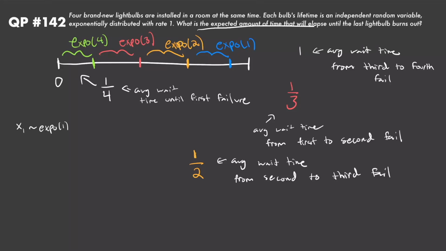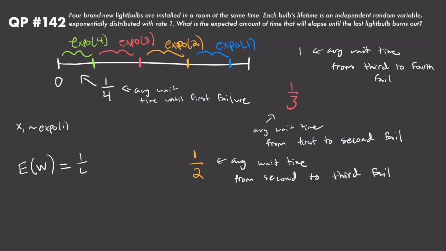Originally, we were trying to find the expected amount of time that will elapse until the last light bulb burns out. So from the time that we install them until the time of the final failure. So I'll call the time from 0 until our fourth failure W, and you can see that we're trying to find the expected value of W. But we can express W basically as the time until the first failure plus the time from the first failure until the second failure plus the time from the second failure until the third failure plus the time from the third failure until the fourth failure. And we just calculated the expected value of all these sums. So by linearity of expectation, right, we can just sum all these up.